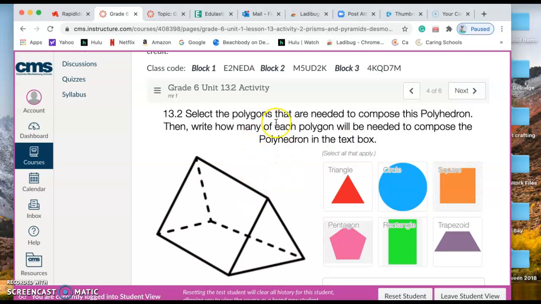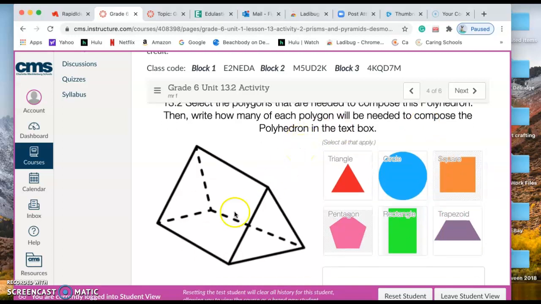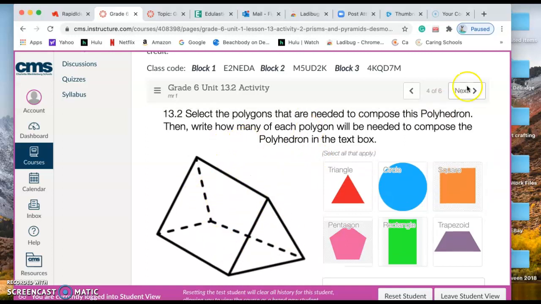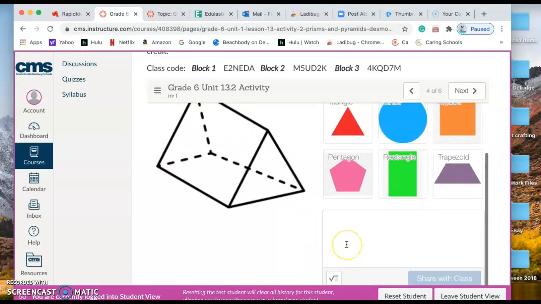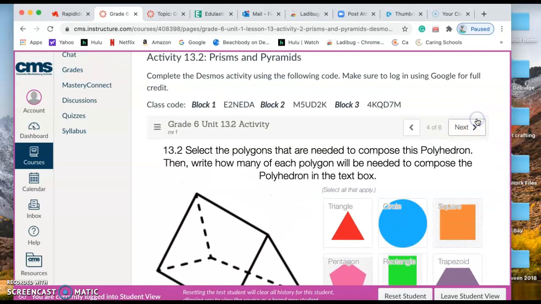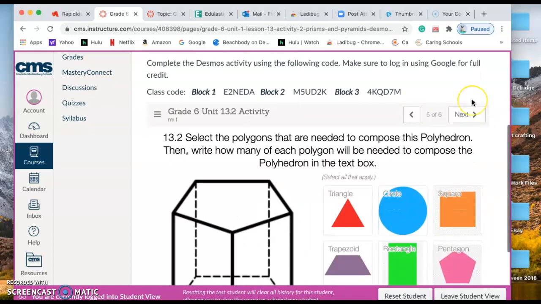This one says, select the polygon. These are polygons, right? Shapes needed to compose this polyhedron. And write down how many of each. So think about it. How many sides? Pretend that's like a camping tent or like a bike ramp or something. So what is this object, this polyhedron? It's a polyhedron because it's an enclosed figure with flat sides. But what polygons make up that polyhedron? So what shapes would make it up and how many? That's what you're posting down here. So really think through that one. That should be pretty easy for this group. All right. And then we move on to the next one.